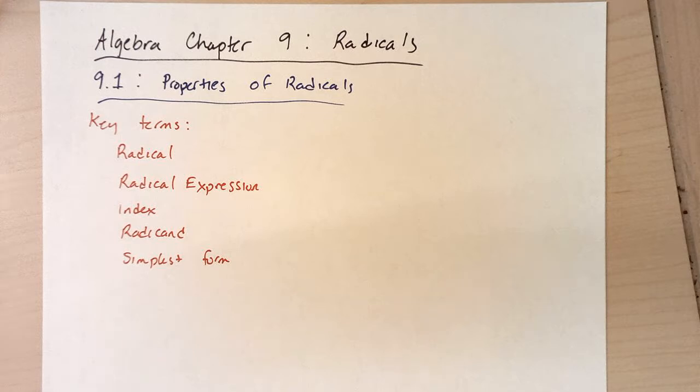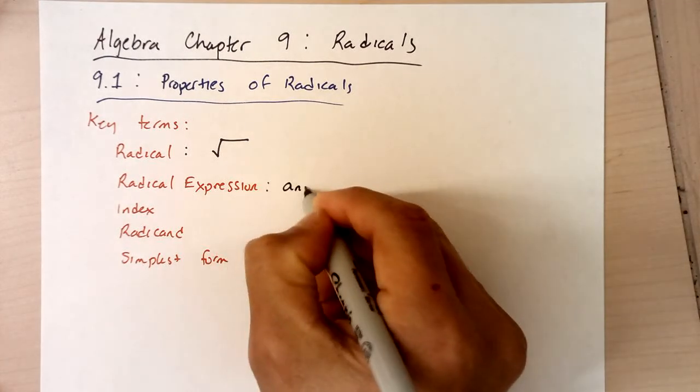You need to know what a radical is, first of all. So that symbol right there is a radical. You might know it as a square root. Sometimes it's a square root, but it's always a radical. And then a radical expression is just any expression that contains a radical.